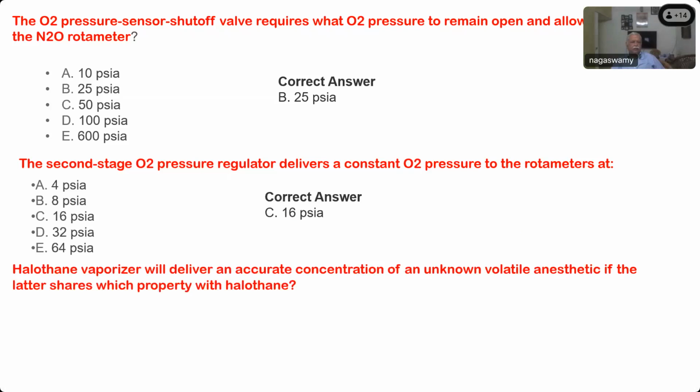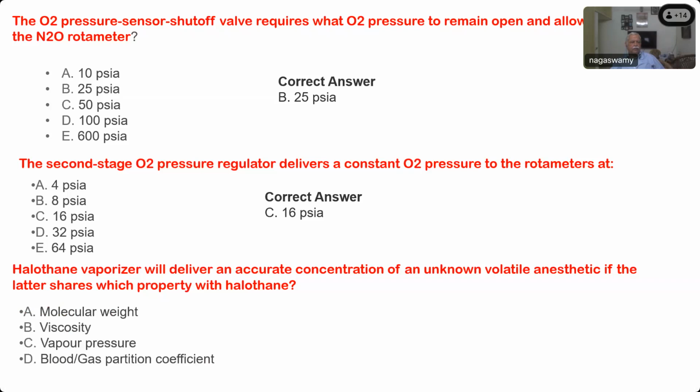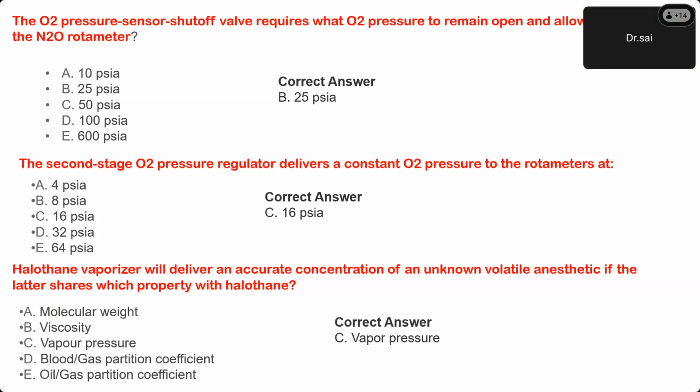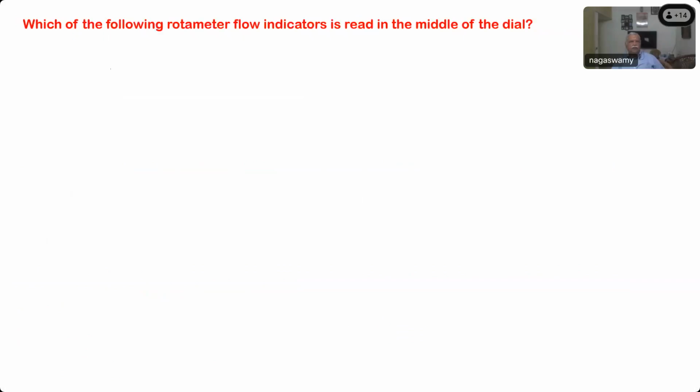Halothane vaporizer will deliver an accurate concentration of an unknown volatile anesthetic if the latter shares which property with halothane? The options are molecular weight, viscosity, vapor pressure, blood gas partition coefficient. Vapor pressure. The answer is vapor pressure. Very good. So three easy questions, and all of you answered correctly.